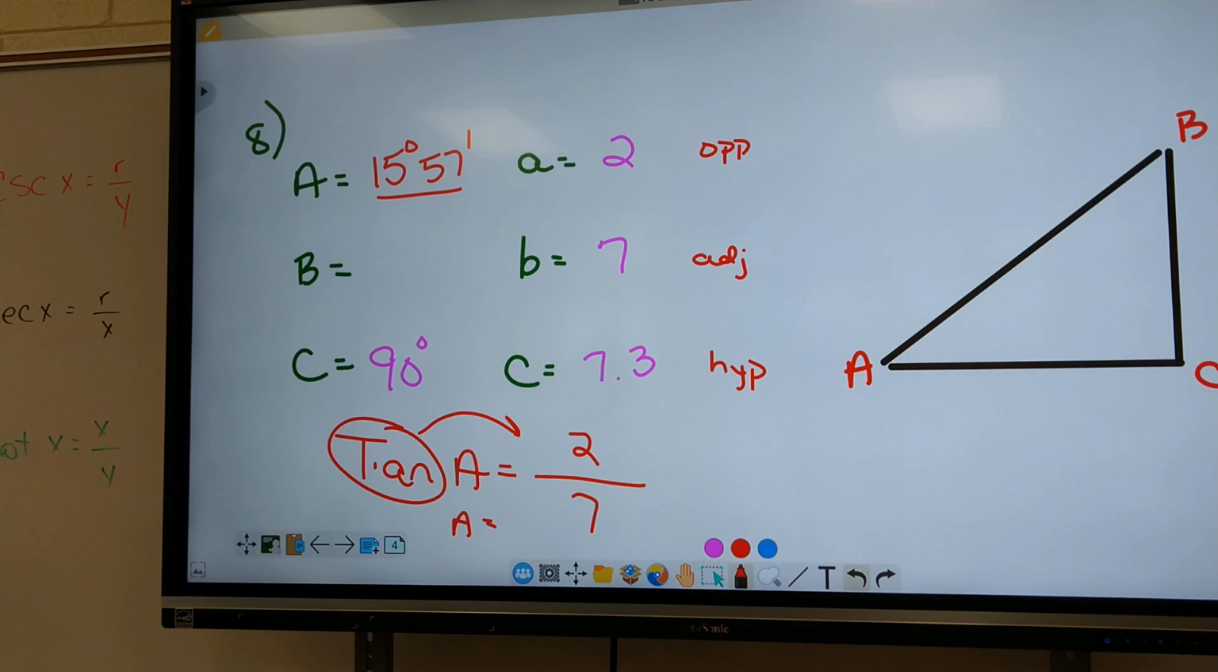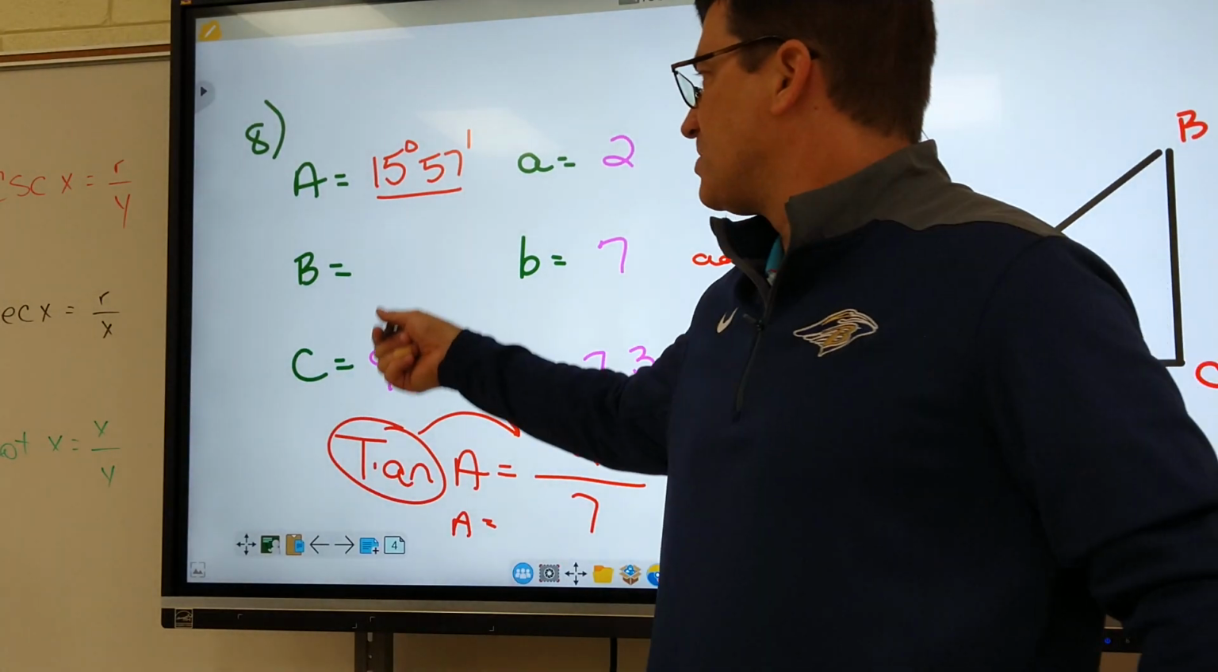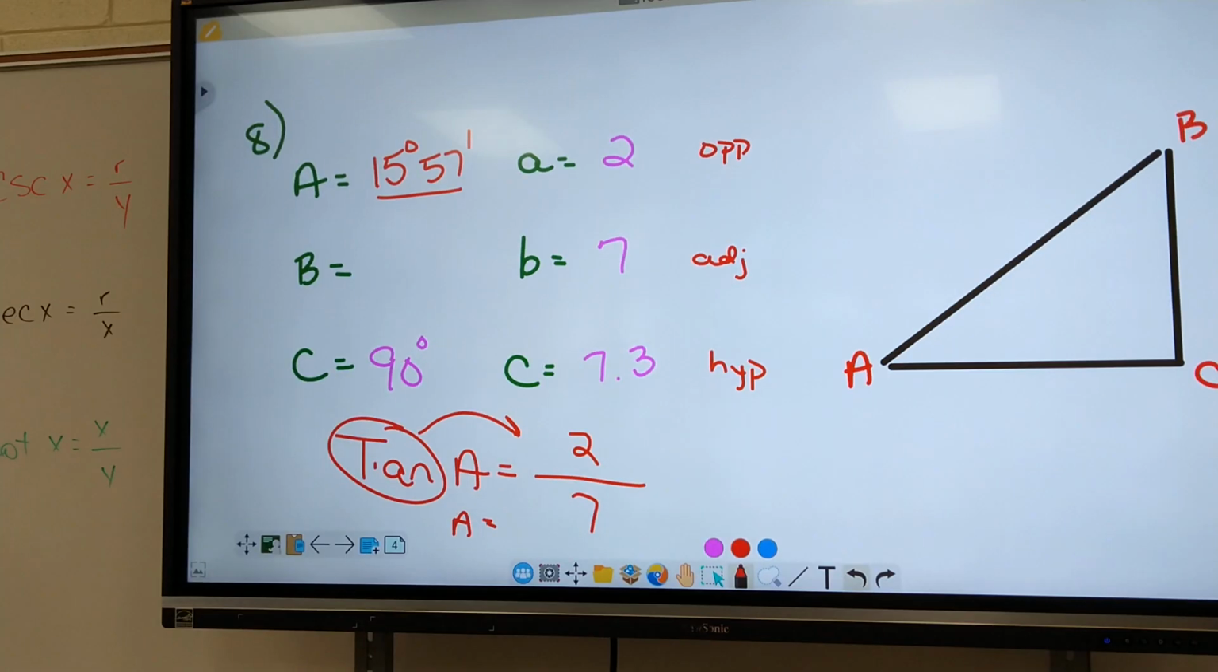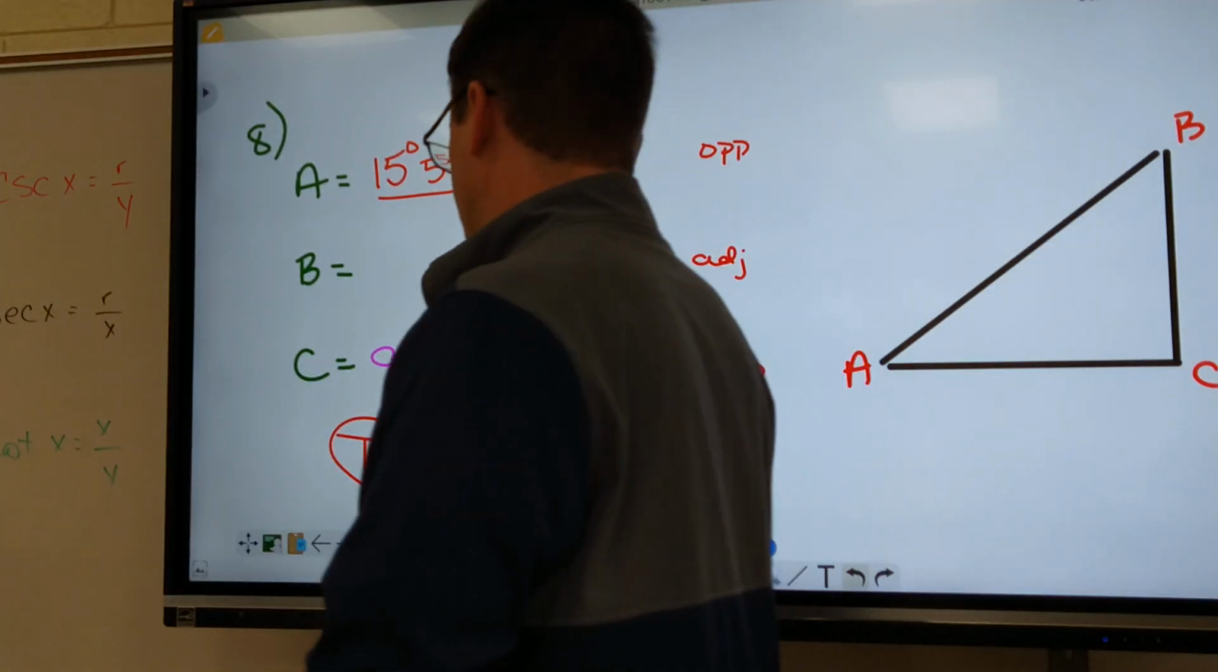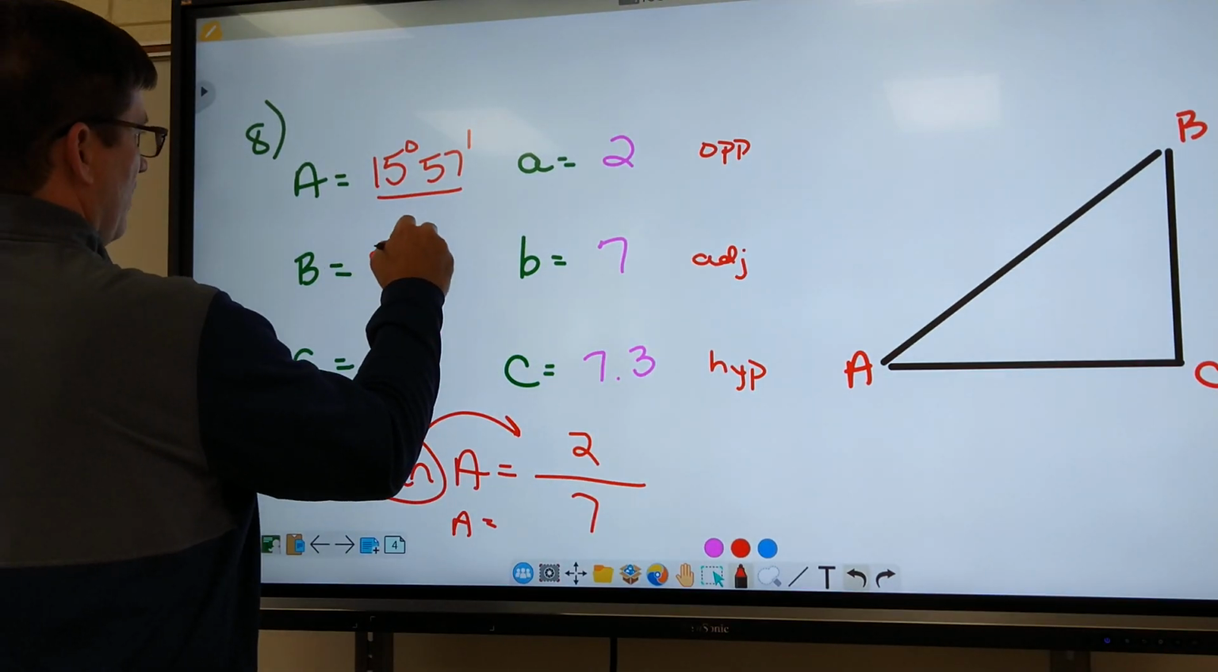Now, how did I know I had to round that one up? Well, let's look. There's 60 seconds in a minute, right? Anything 30 or higher, you'll round up. This one's got 43 seconds, so I rounded 56 up to 57. All right, now the last step. Now we can subtract those from 180, find angle B. 180 minus 90 minus 15 degrees, 57 minutes. I got 74 degrees and 3 minutes. See if that's what y'all get.